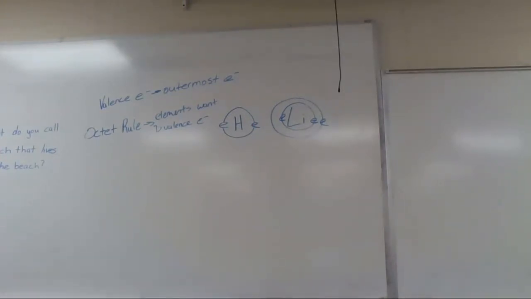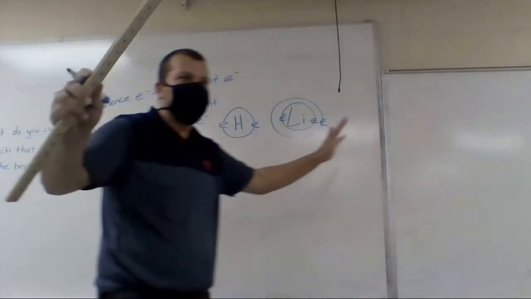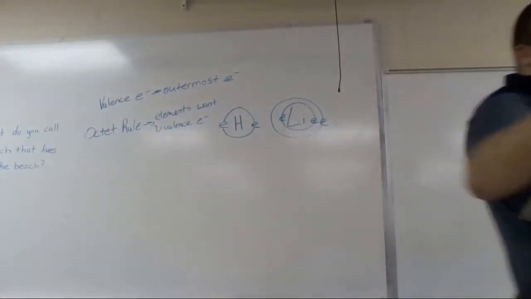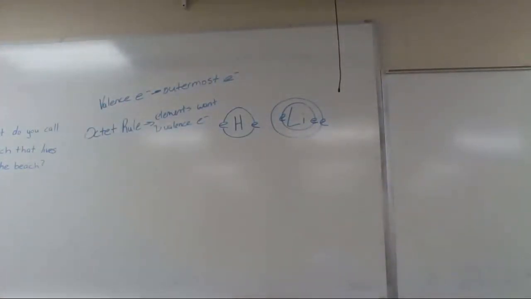However, there's 2 elements on the periodic table that don't want 8 valence electrons. What 2 are they? There's 2 elements on the periodic table that do not want 8. They break the octet rule. What 2 elements would those be? Anybody got a guess?